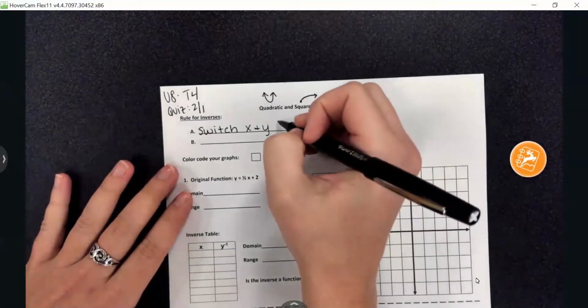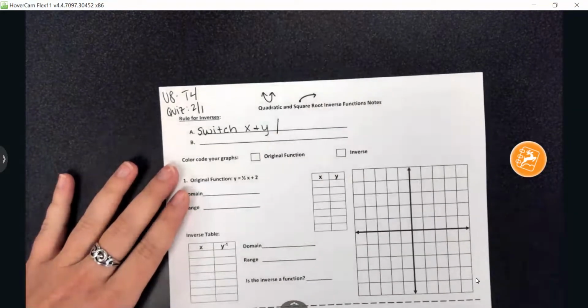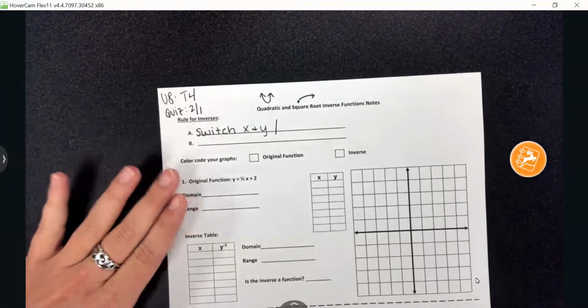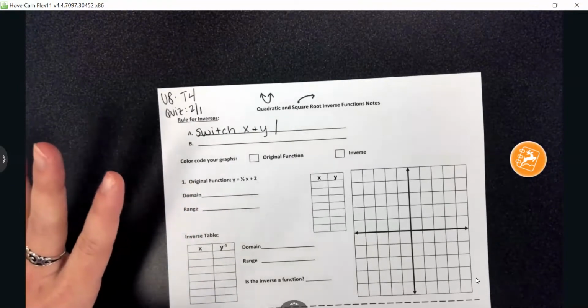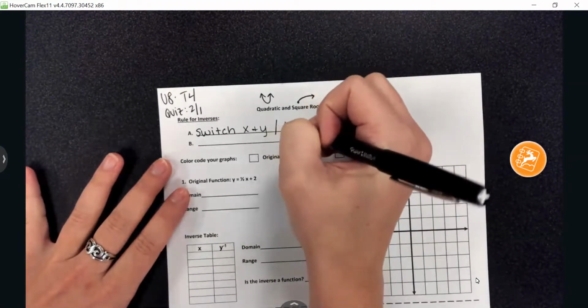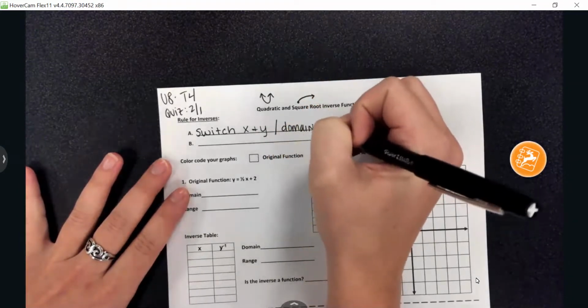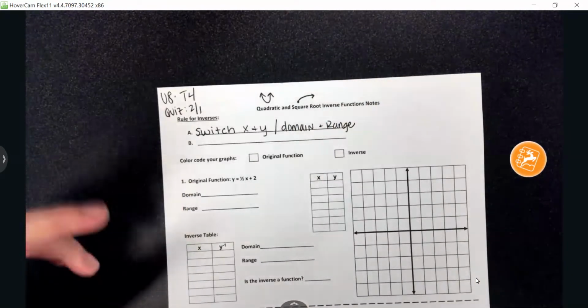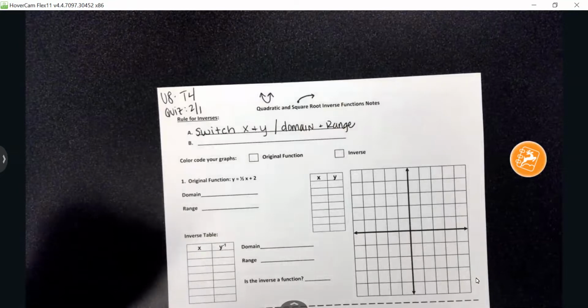And if I switch X and Y, what else switches? What else has to do with X and Y? Domain and range. So if I switch X and Y, I switch the domain and range.